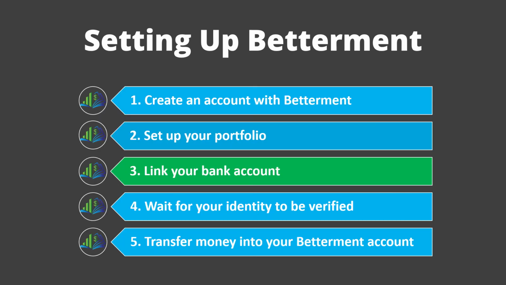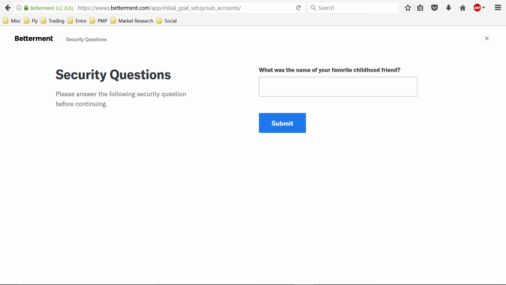So now we've created your account and your portfolio is set up. Step 3 is to link in your bank account. So they're going to ask you your security questions, which you put in before. Put in your answer and submit.